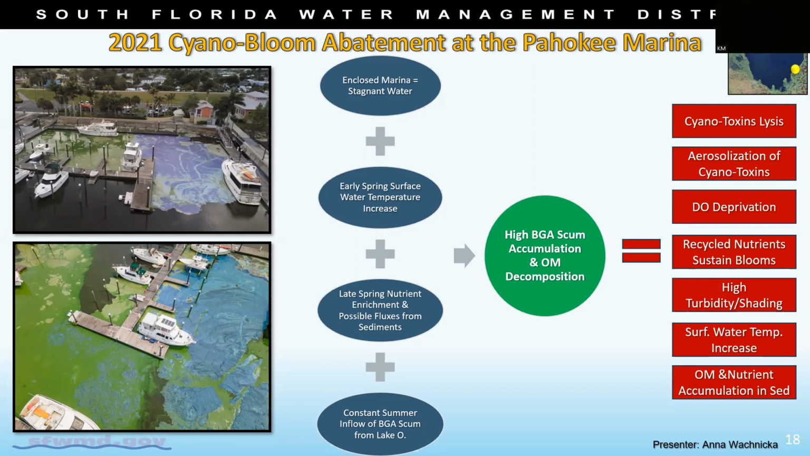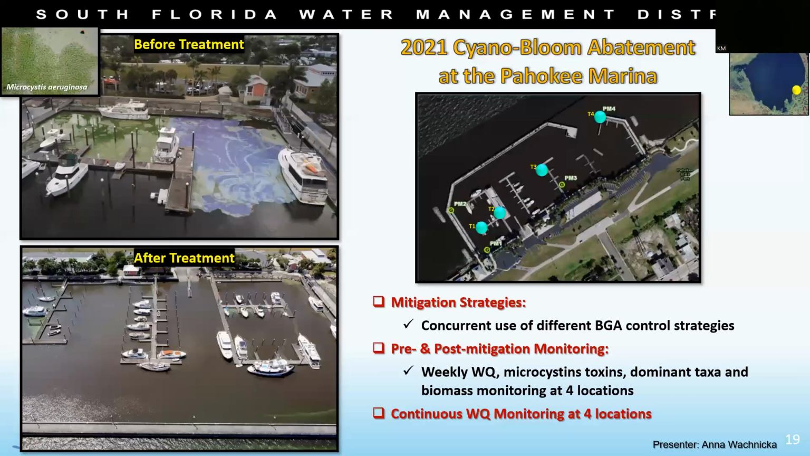But they decided to stay anyway. But anyway, we developed a strategy to deal with that bloom. But the stagnant condition, low DO, nutrient-rich waters, and constant supply of biomass from external sources, meaning the lake, is basically the reason why we had the situation at the marina. So how did we deal with it?